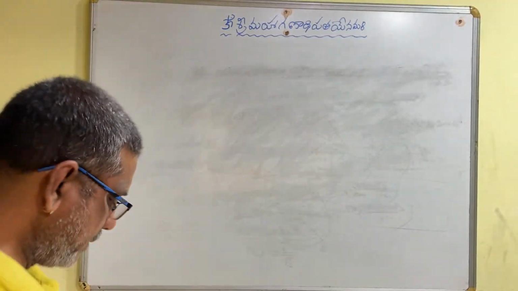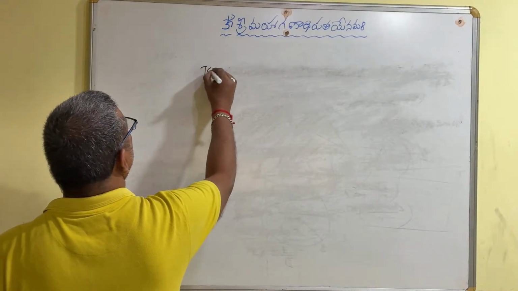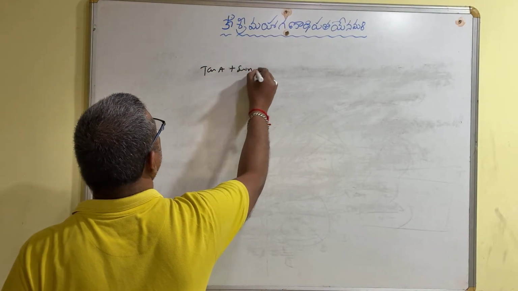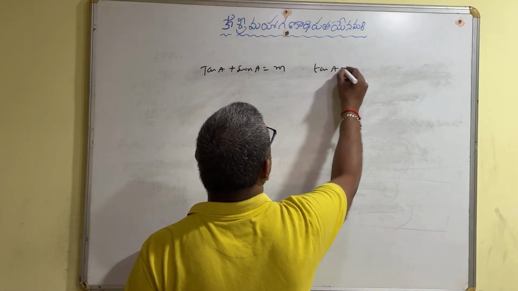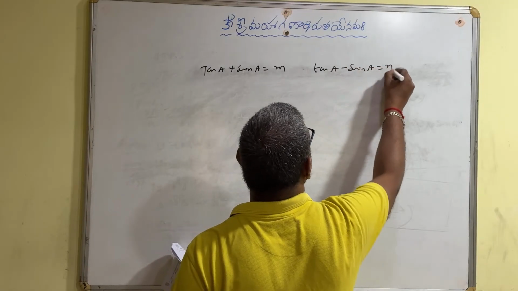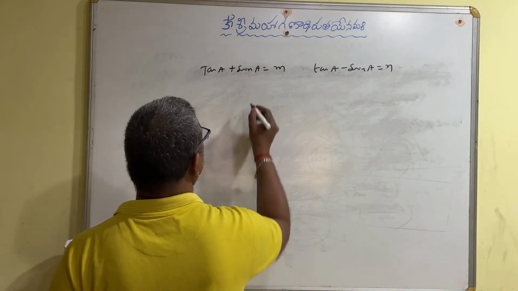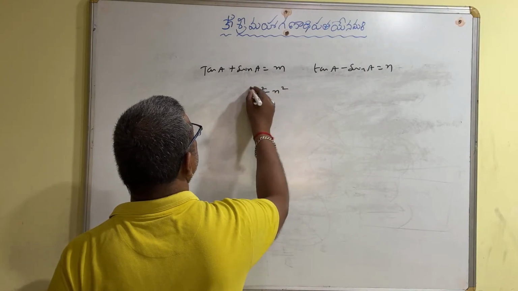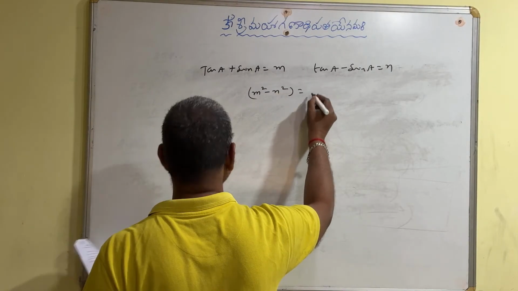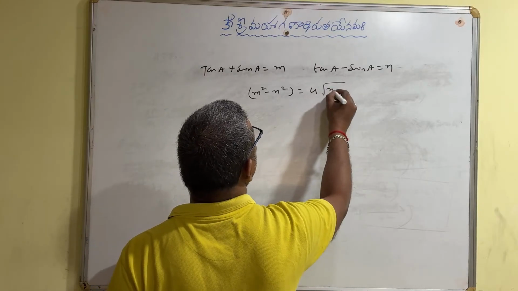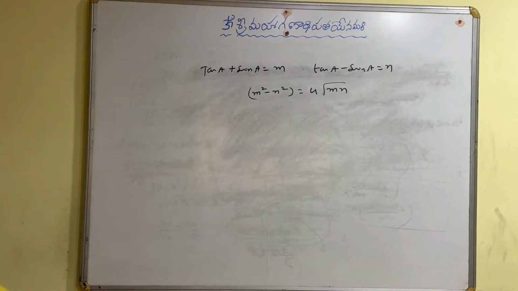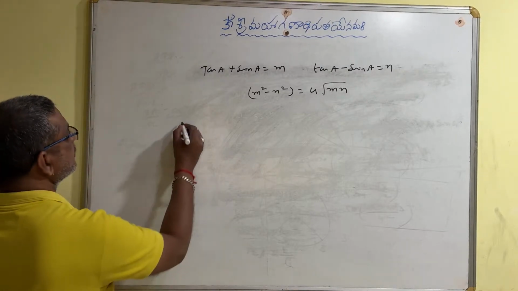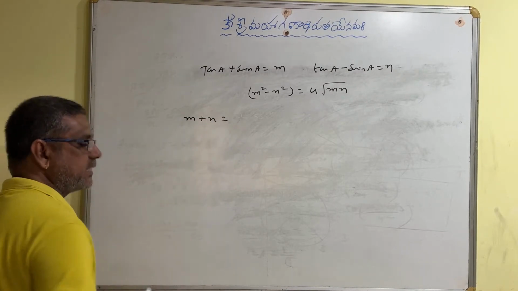Tan A plus sin A is M. Tan A minus sin A is N. And we have to prove that M square minus N square is equal to 4 root MN. Okay?